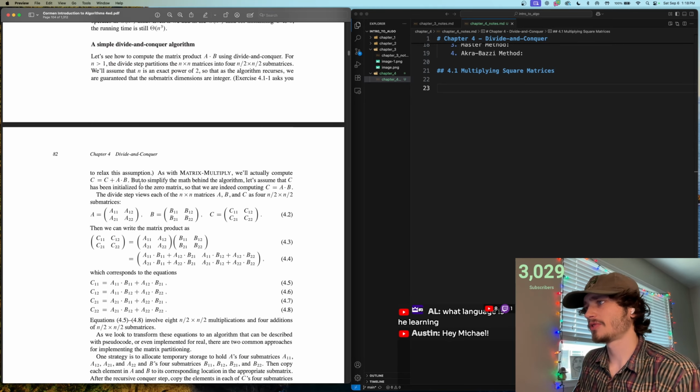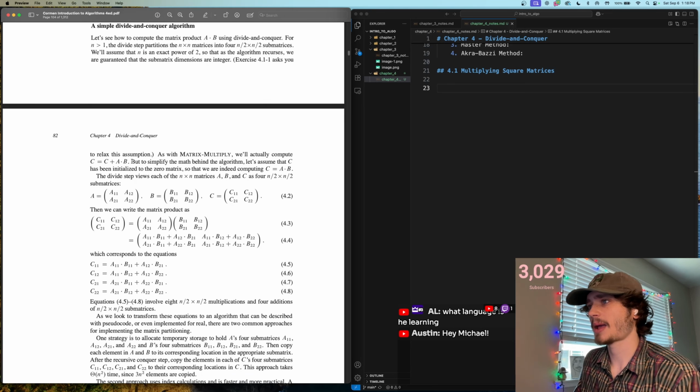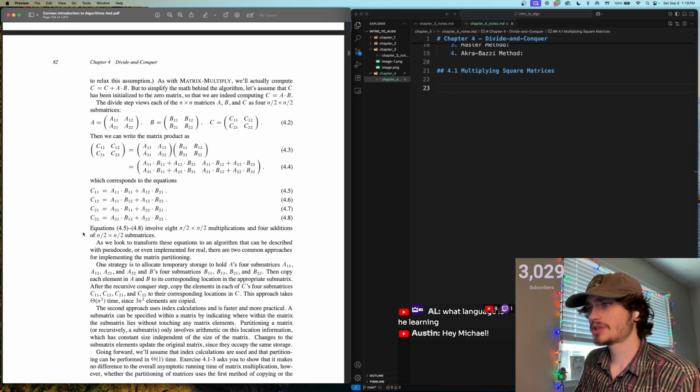As with matrix multiply, we'll actually compute C equals C plus A times B. But to simplify the math behind the algorithm, let's assume that C has been initialized to the 0 matrix, so that we are indeed computing C equals A times B. The divide step views each of the n by n matrices A, B, and C as 4 n over 2 by n over 2 submatrices. Equations 4.5 through 4.8 involve 8 n over 2 by n over 2 multiplications and 4 additions of n over 2 by n over 2 submatrices.